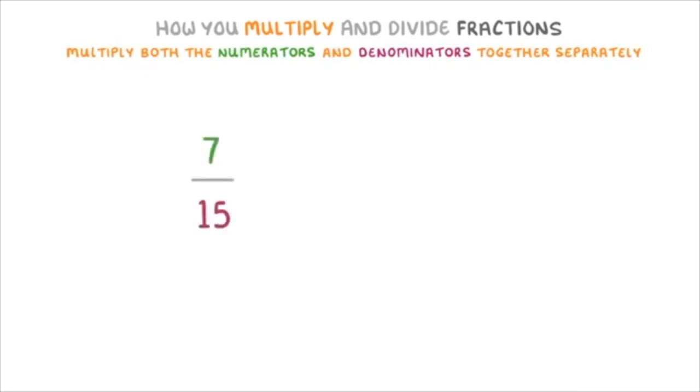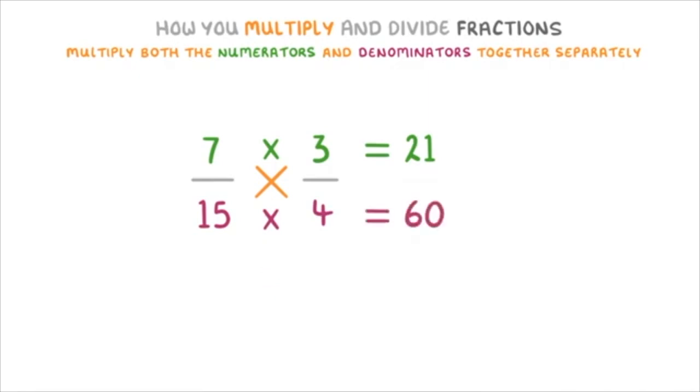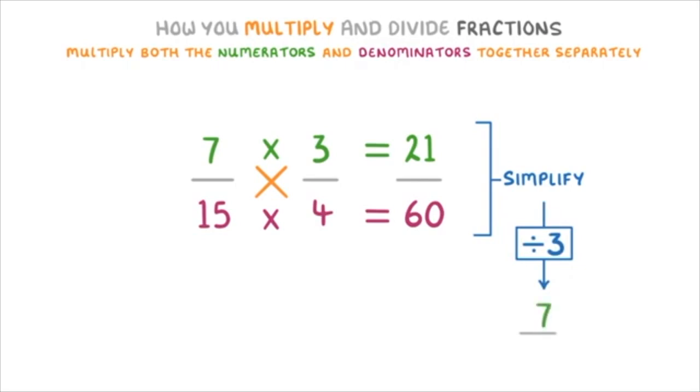So for 7 over 15 times 3 over 4, you'd first multiply your numerators. So 7 times 3 gives you 21 as your new numerator. And then you do the same thing for your denominators. So 15 times 4 gives you 60 as your new denominator, which means that the answer is 21 over 60. Now, this answer is entirely correct already. But in an exam, you'll normally have to simplify your answer, which we can do by dividing the top and bottom of our fraction by the common factor of 3, which will simplify it to 7 over 20.